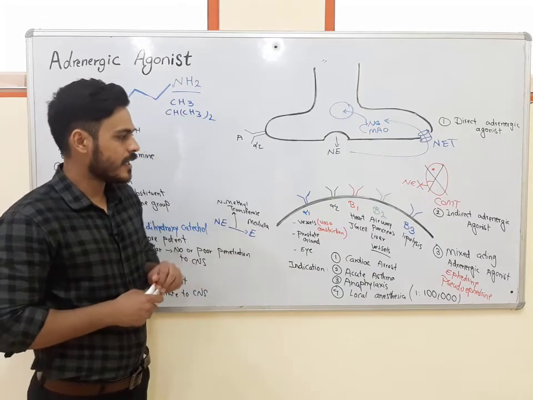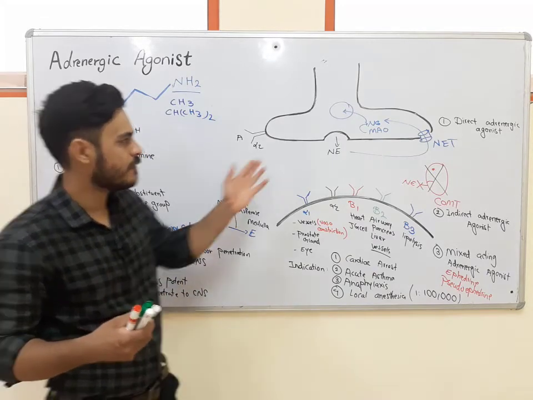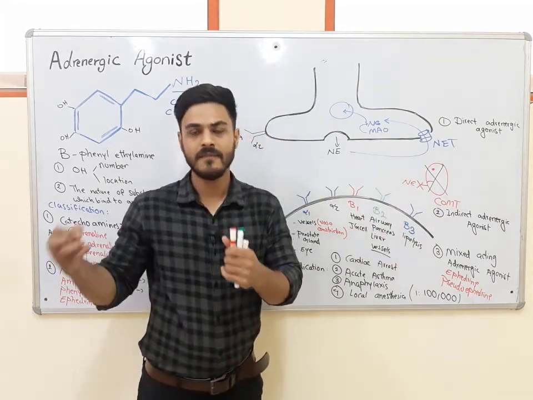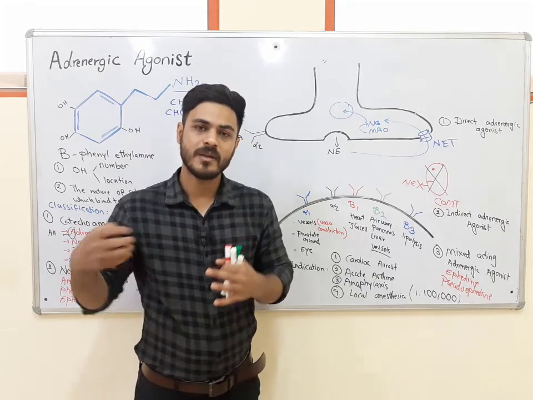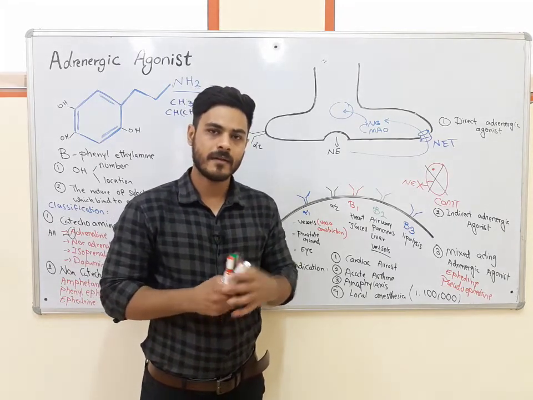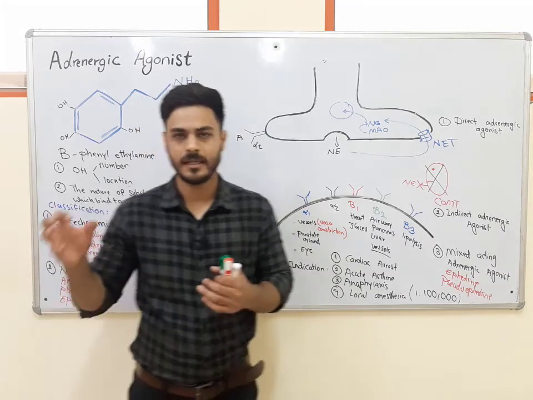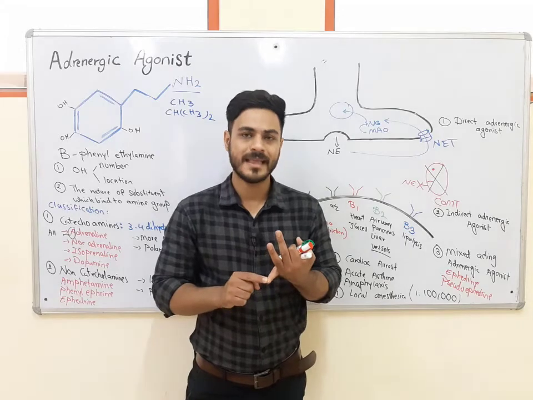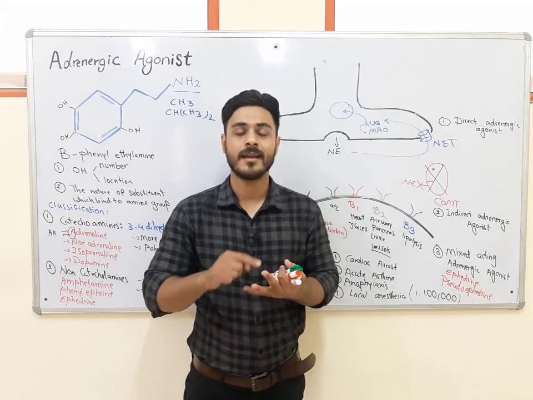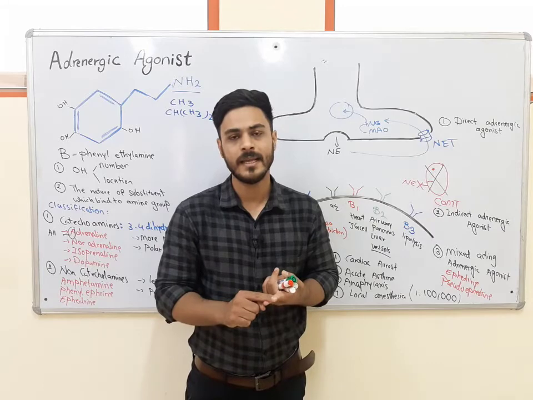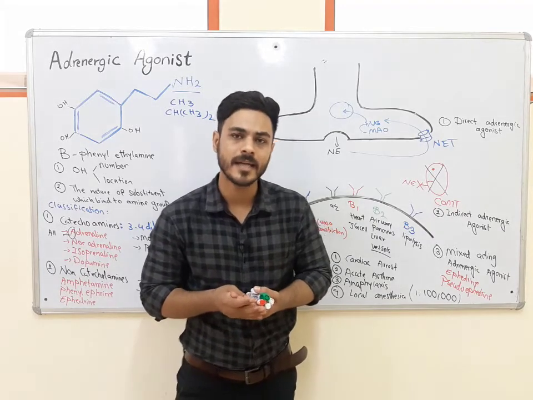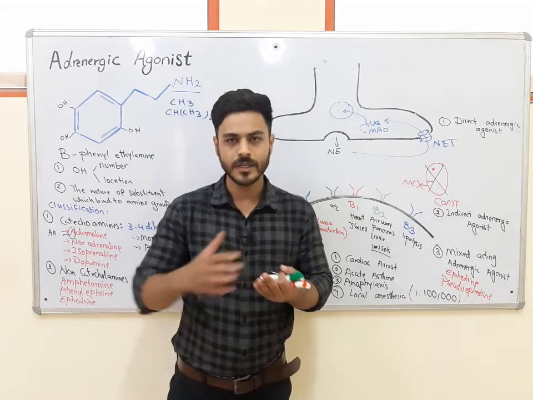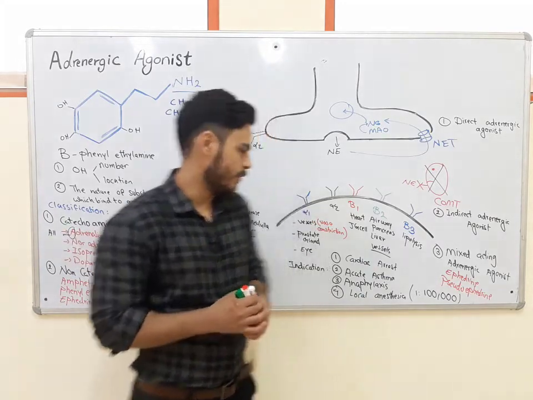Metabolism of adrenaline: we know 2 enzymes, which are MAO and COMT. These 2 enzymes cleave the adrenaline. They are responsible for metabolism of adrenaline, and they convert adrenaline to different metabolites like VMA or vanillyl mandelic acid, metanephrine, normetanephrine, hydroxymandelic acid. These are the metabolites of adrenaline. About excretion of adrenaline, we excrete these metabolites in the urine.